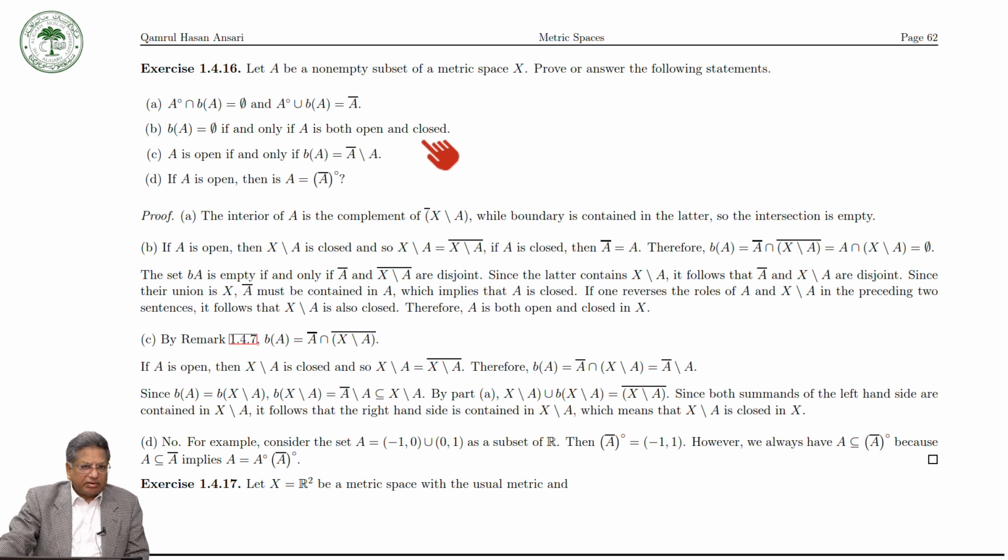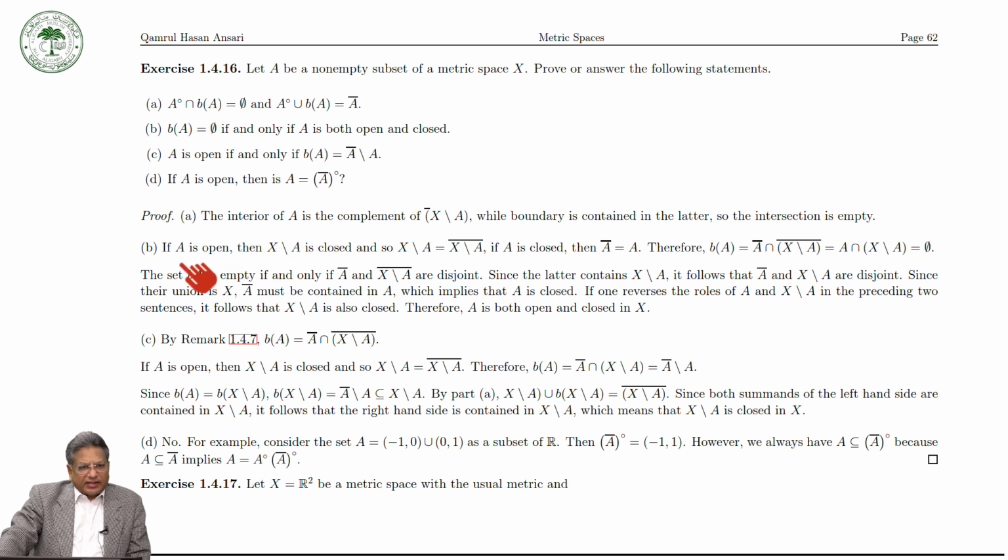Keep in mind, in the discrete metric space, every set is open as well as closed, and therefore the boundary of a set in a discrete metric space is empty by using this one. So here, we can prove this.